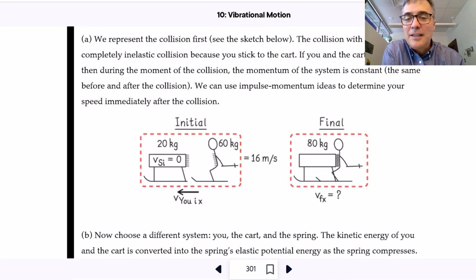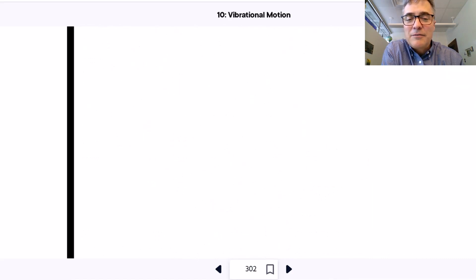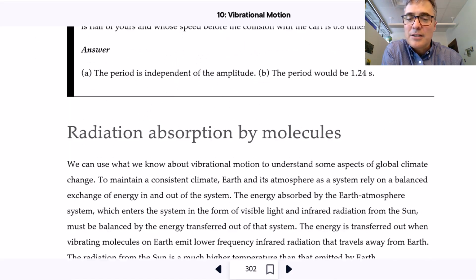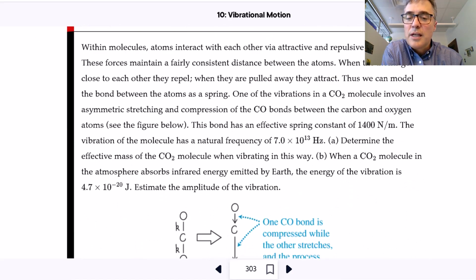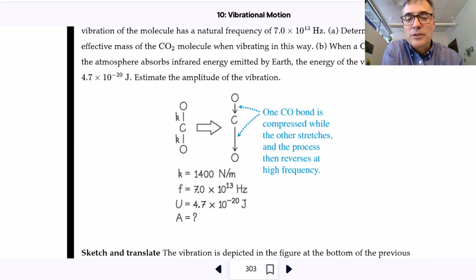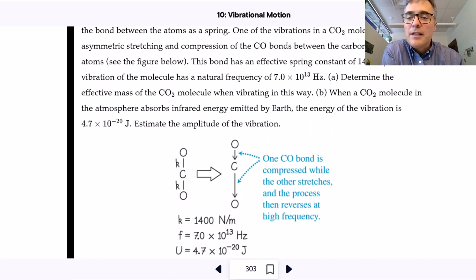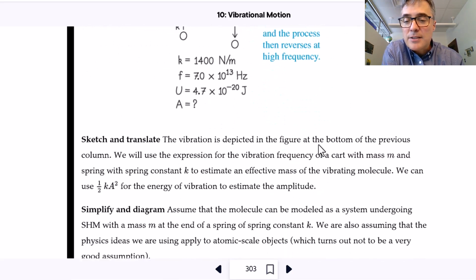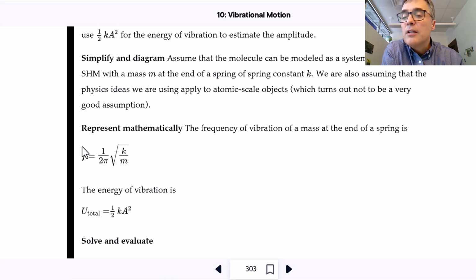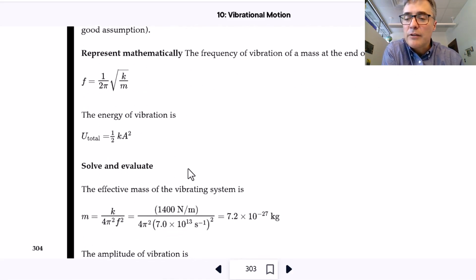There are a few other examples that she goes through. There's this CO molecule, where you're given the effective spring constant and a natural frequency, and you're asked to find the mass. Once again, you're using this equation: frequency is 1 over 2 pi times the square root of k over m. You're solving for this effective mass, 10 to the minus 27 kilograms for carbon.